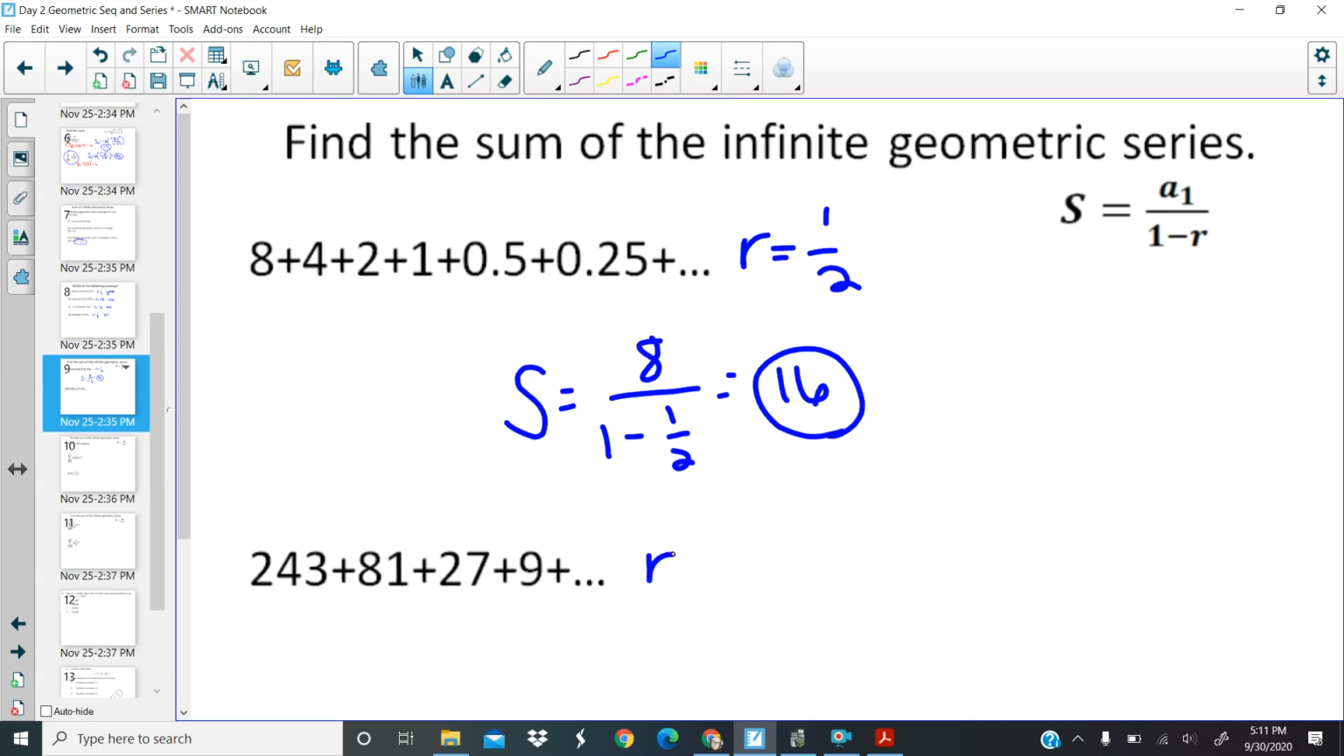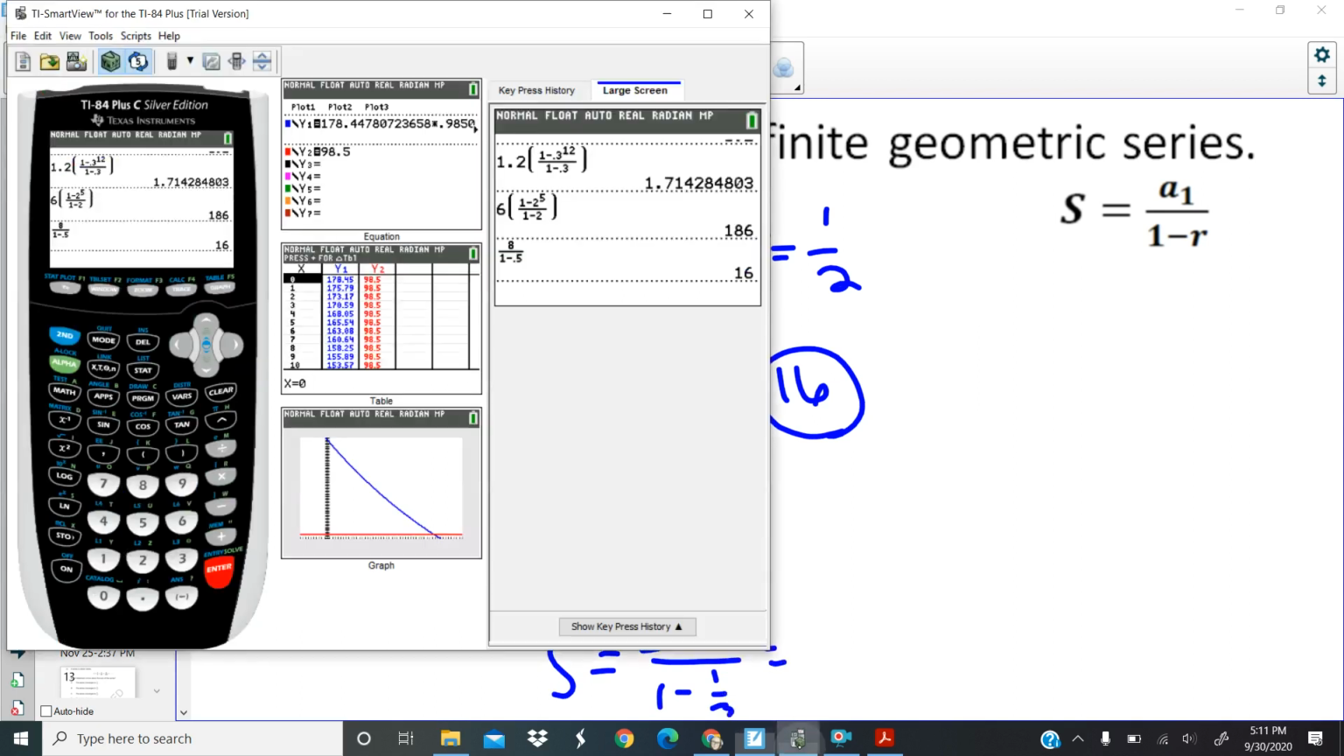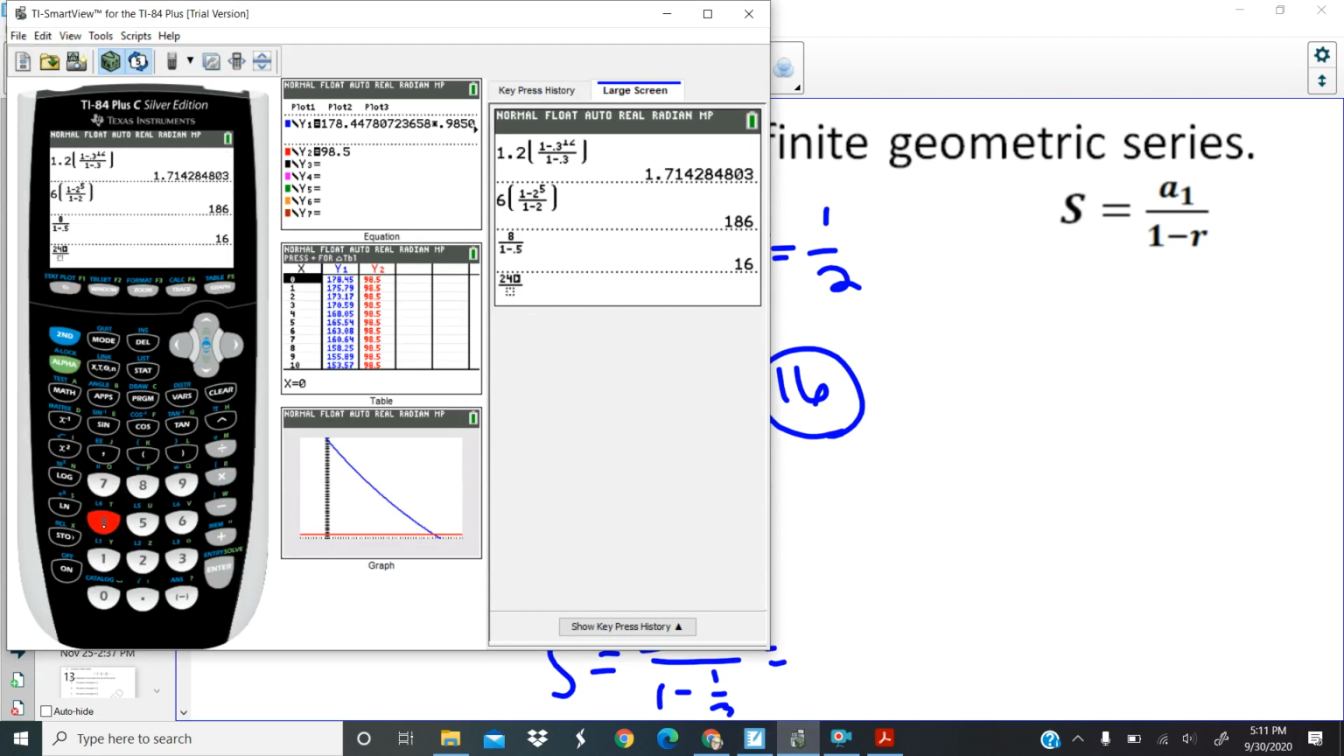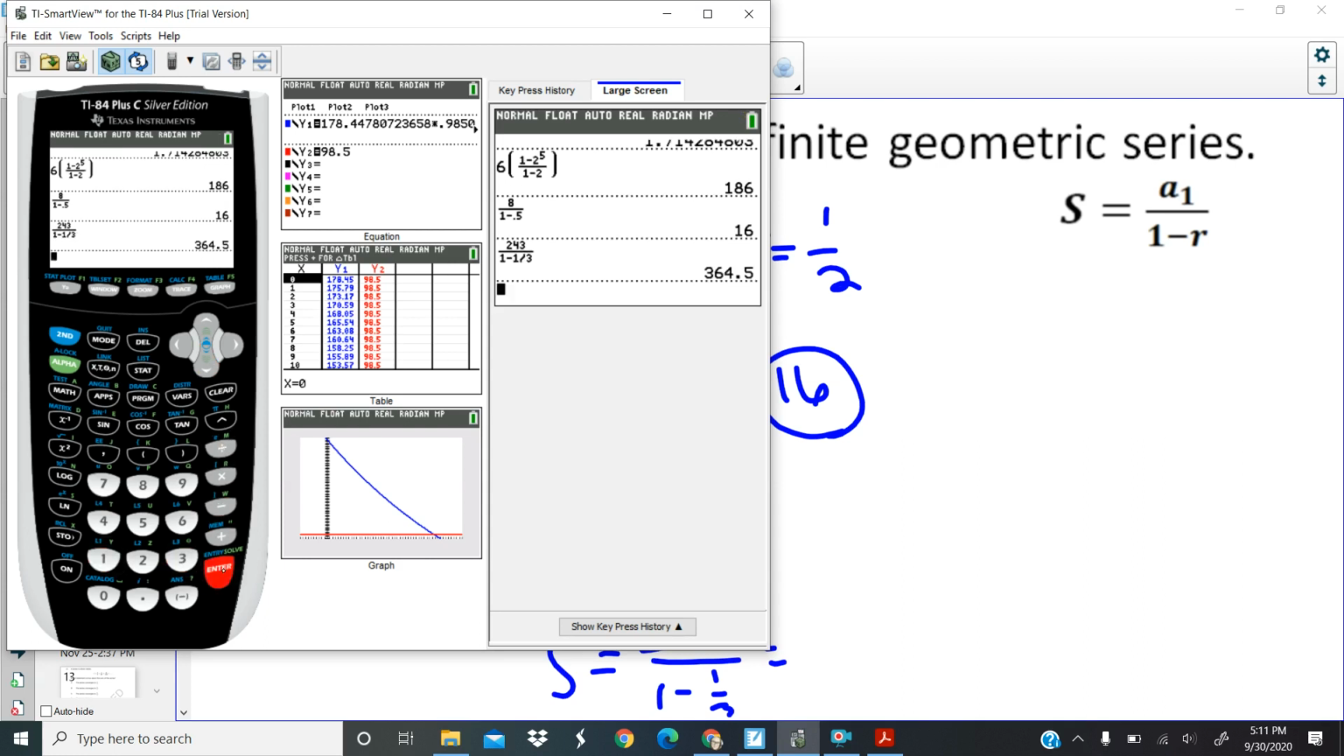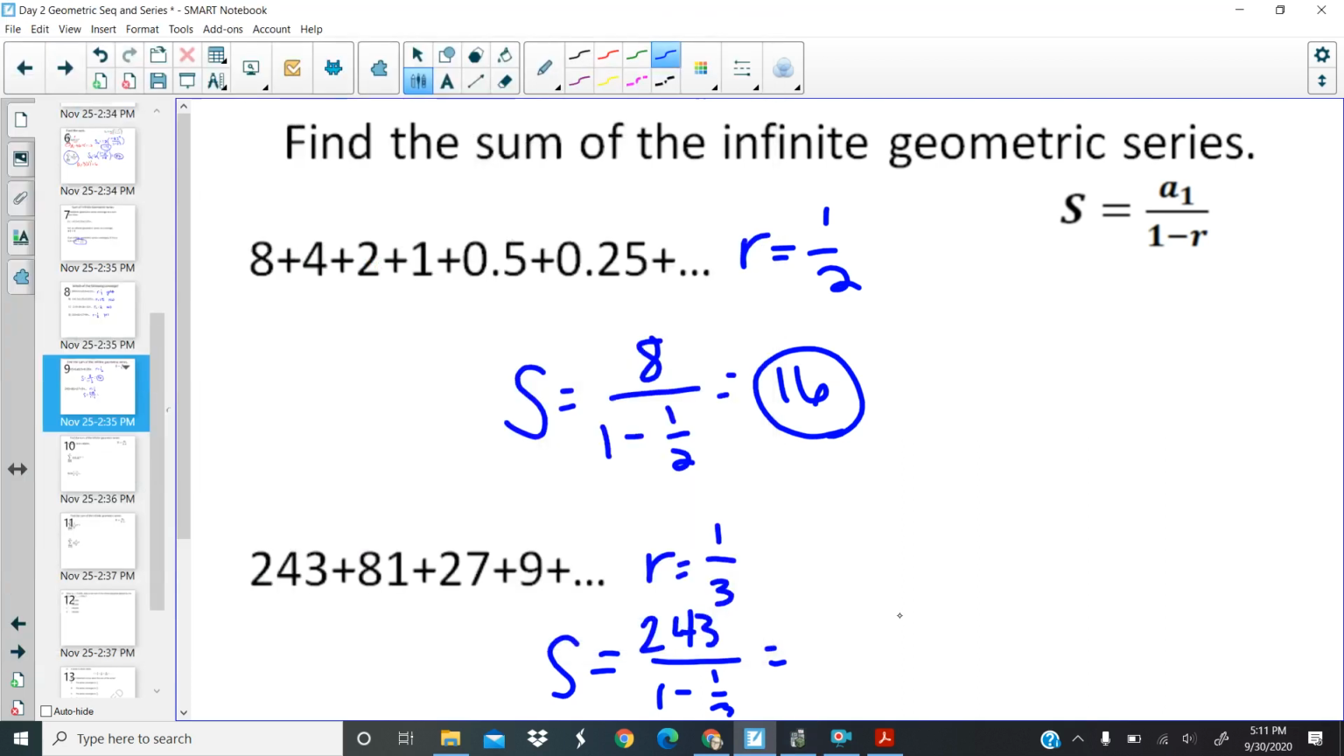So on this one, the ratio was 1/3. And so for my sum, you would use the first term, which is 243, divided by 1 minus 1/3. And so that is going to equal, and again, I want to get my fraction in there, 243 divided by 1 minus 1/3. And that's going to be 364.5. And so that is how you find the sum of an infinite geometric series.